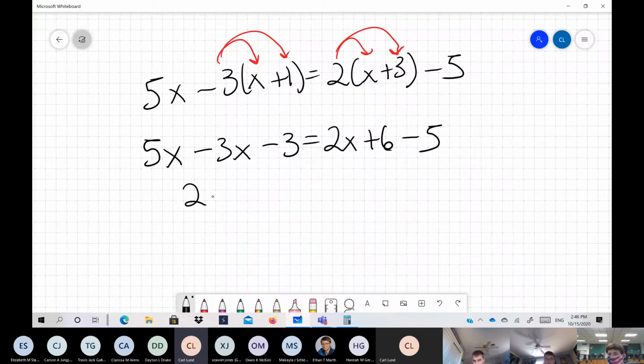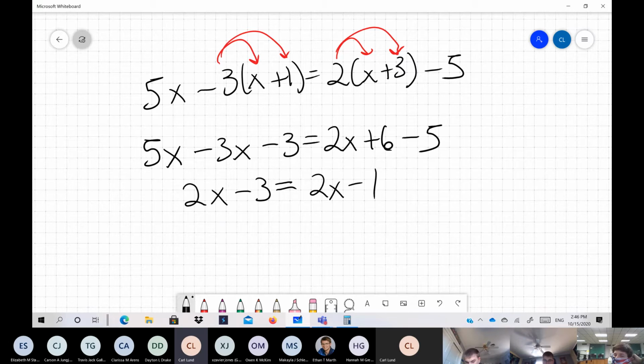So on the left-hand side, 5x minus 3x is 2x. 2x minus 3. On the right-hand side, 6 minus 5 is 1. What should I do now? And there's more than one way to approach this. There's more than one right answer or more than one right way to do a step here.